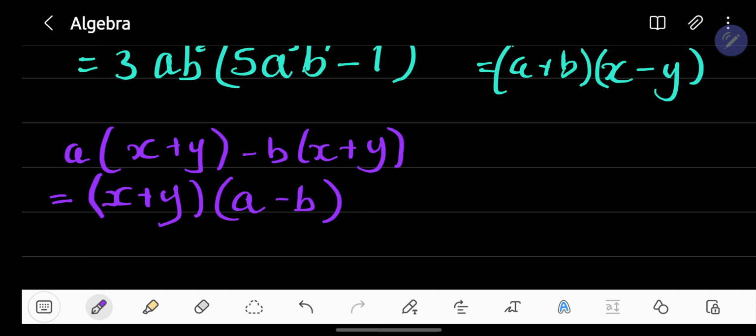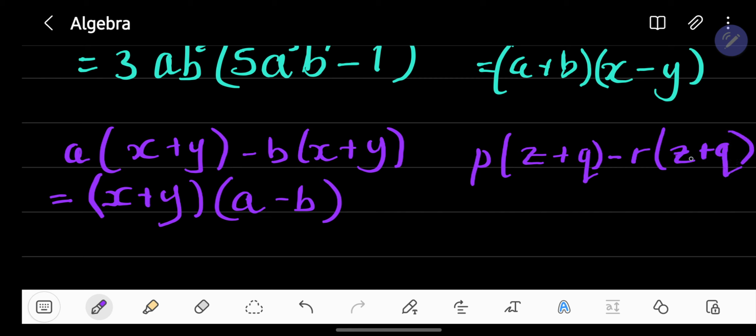But now I want to introduce what we call sign change. But before I introduce sign change, let me try the other one which is different. Let's say that you have p into z plus q, minus r into z plus q.